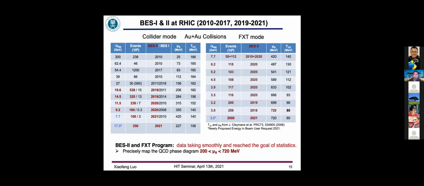I just gave a list of the data taken and to be taken in the future, and you can see that STAR has collected a good amount of quality data spanning a large mu_B region. So the data is almost ready. The 7.7 GeV run is ongoing and almost completed its goal, and the 17.3 GeV will run after 7.7 GeV, with 250 MeV, 200 million events.